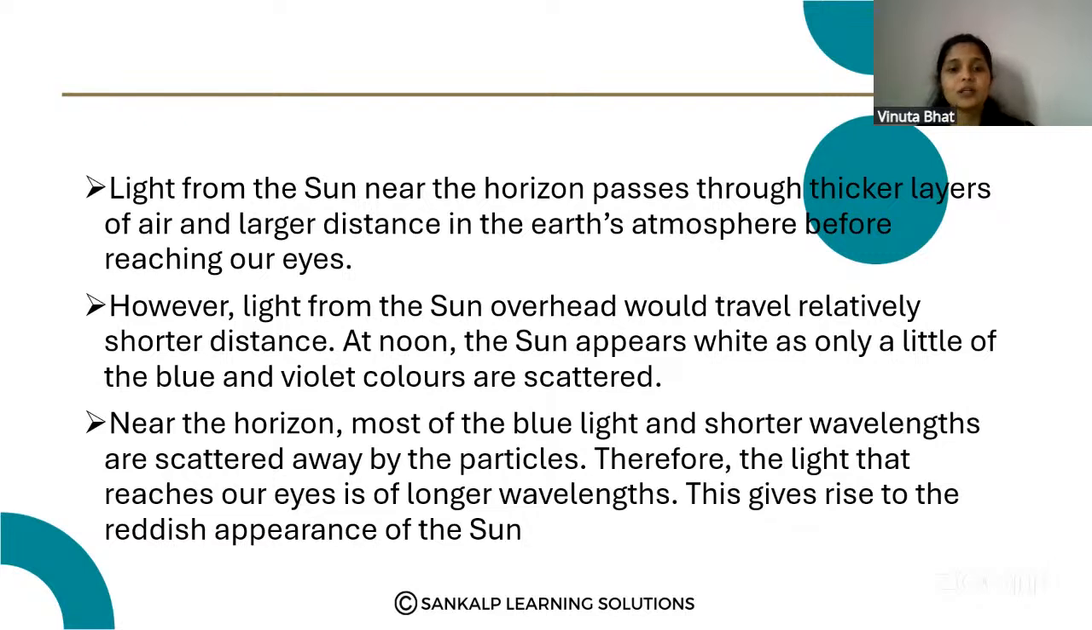Near the horizon, most of the blue light and the shorter wavelengths are scattered away by the particles. Therefore, the light that reaches our eye is of longer wavelengths. This gives rise to the reddish appearance of the sun.